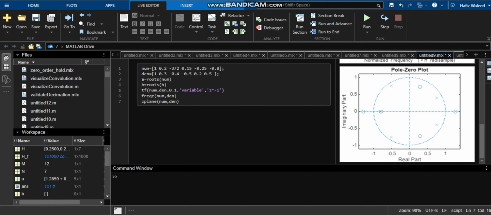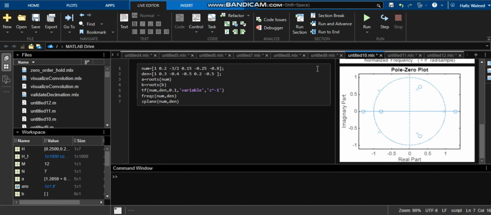The code then calculates the roots of the numerator polynomial using a equals roots num and attempts to compute the roots of the undefined variable b, which seems erroneous. Subsequently, it creates a transfer function model using tf, specifying a sampling period of 0.1 second and utilizing z to the minus 1 to denote delay. It further computes and plots the frequency response of the transfer function using frequency and generates a pole zero plot using z-plane, providing visual insights into the system's frequency characteristics and stability properties in the complex plane.